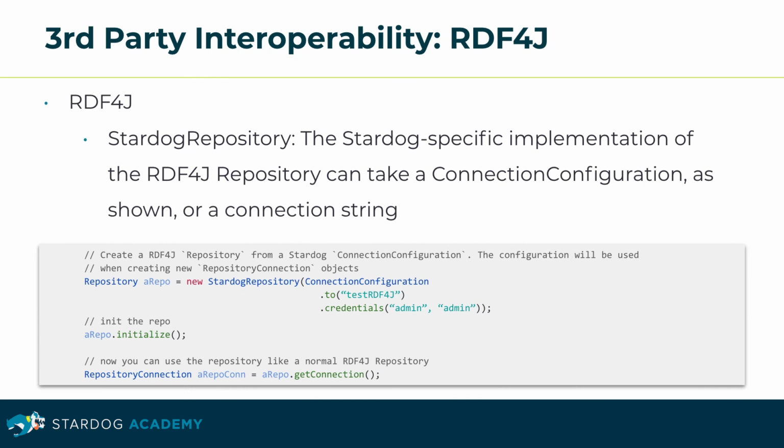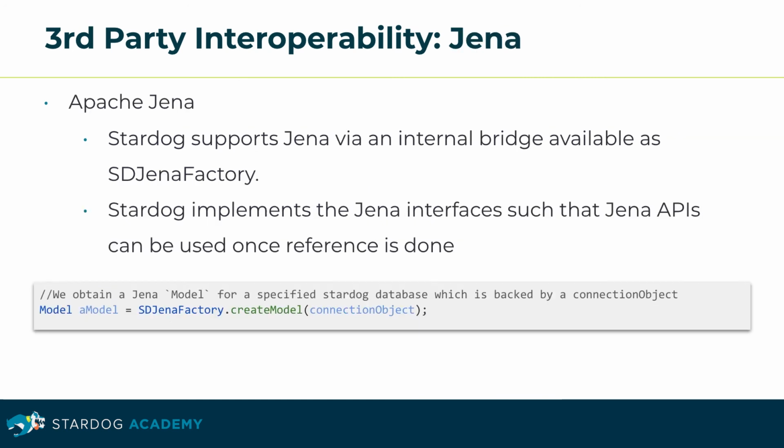And you'll still be able to do things like get a normal repository connection as shown in the example. And the idea is to be as interoperable as possible with the third-party API so that integration with Stardog is as easy as possible, and all that's required is a 1 or 2 line change. The same thing is true for Apache Jena.